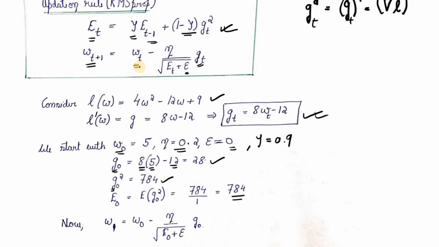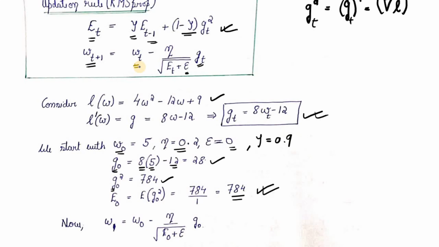Had there been two terms, we would be adding them and dividing by 2. Had there been 10 terms, we would be adding all the terms and dividing by 10 with respect to the previous average, of course. So we have to find some sort of average over here. But since this is the initializer, we get the value of E0 as 784.